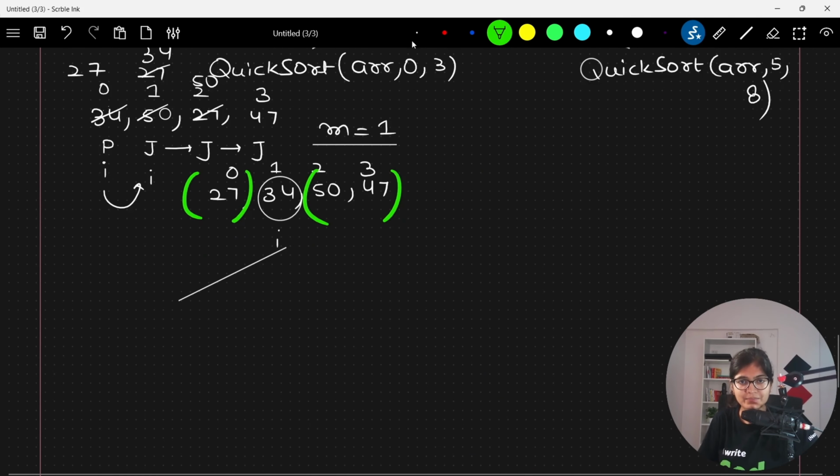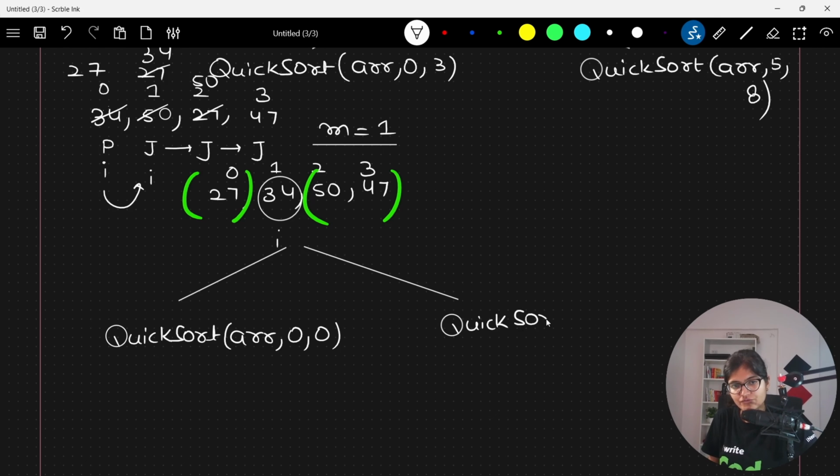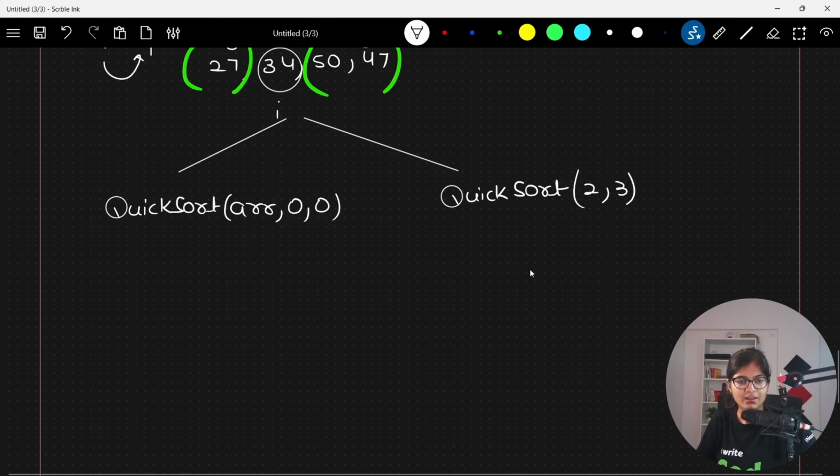So now what will happen? The left side will be a function call of quicksort on array R, starting index 0, ending index M minus 1. So it will be 0 only. That's why you will have only a single element. On the right side, you will have quicksort from M plus 1, which is 2, to 3. And now this is something where you have only a single element, 27. It's a small problem, so it will simply return the value 27 only.